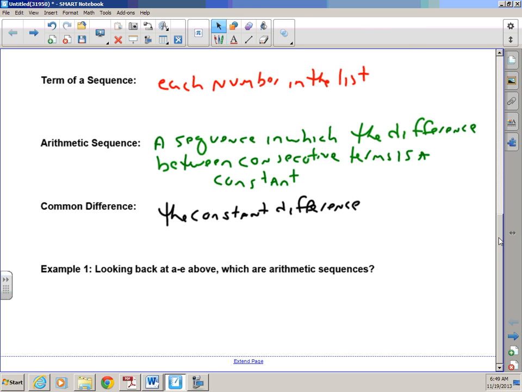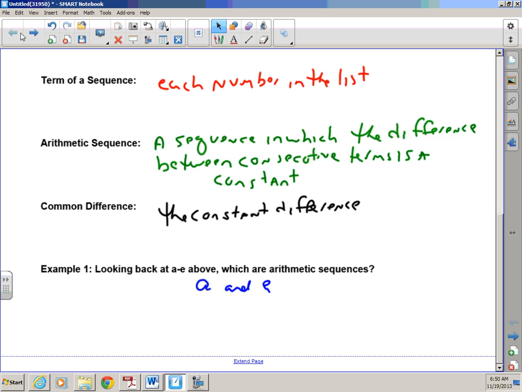Now, if you go back and take a look at the 5 lists above, which of them are an arithmetic sequence? Hopefully you'll see it's only A and E, because in A, we were constantly adding 3, and in E, we were constantly adding -3, which is the same thing as subtracting 3. What you'll notice is that an arithmetic sequence is a linear function because of this constant difference.